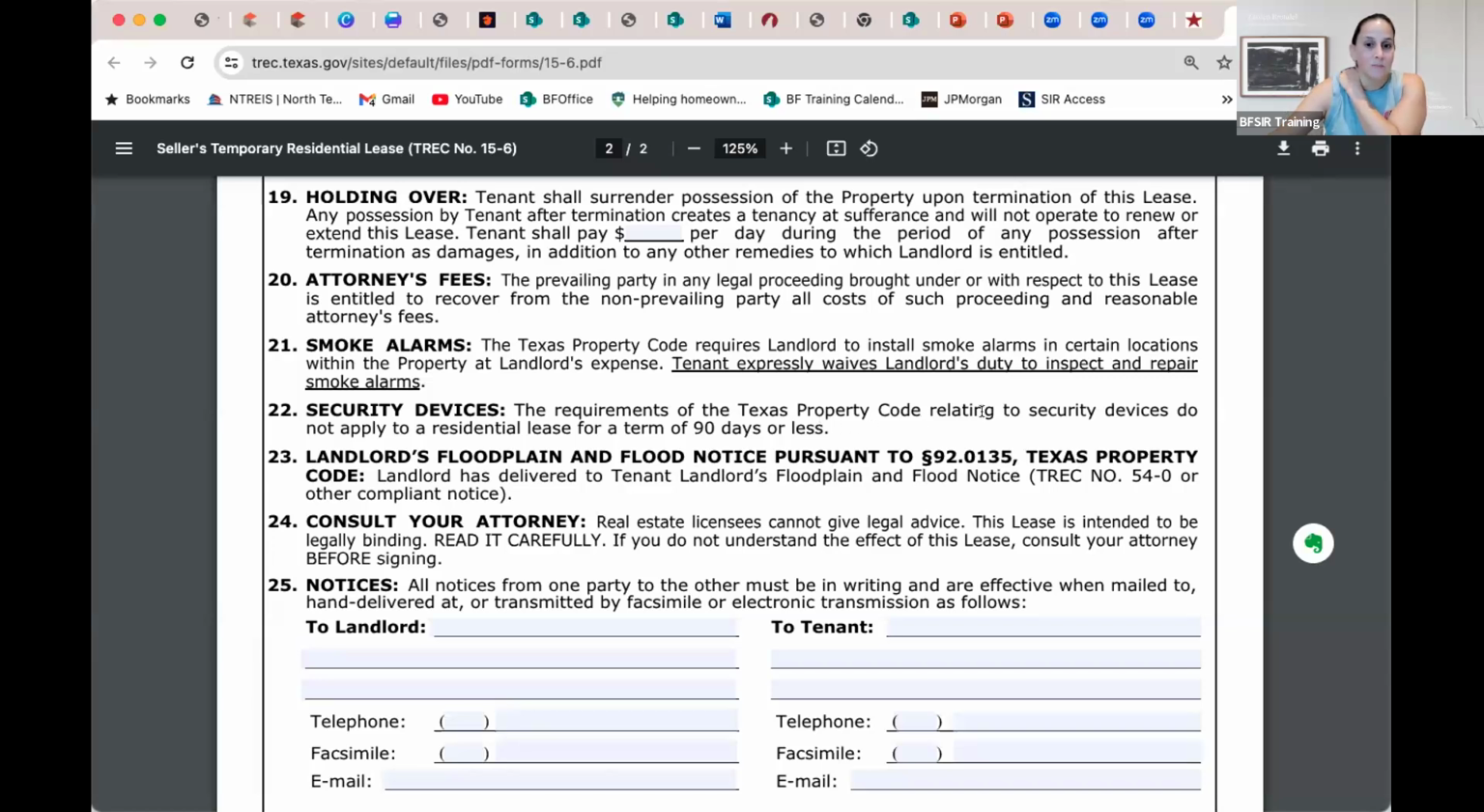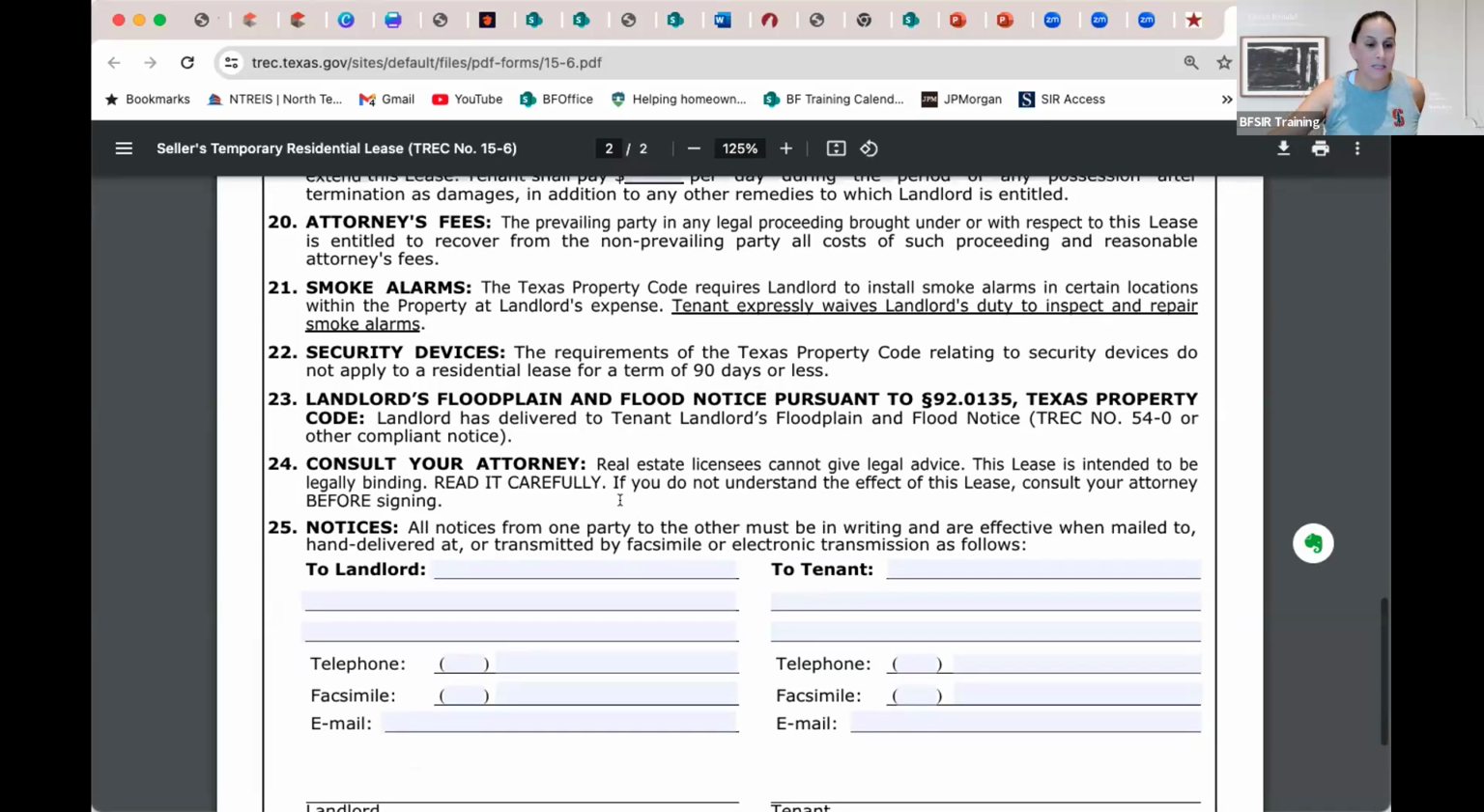The requirements of the property code relating to security devices do not apply to a residential lease. So it's not like the buyer needs to go in there and make sure all the security devices and smoke alarms are current. Consult your attorney. This is a CYA for us.